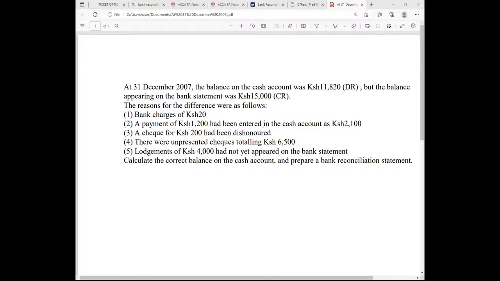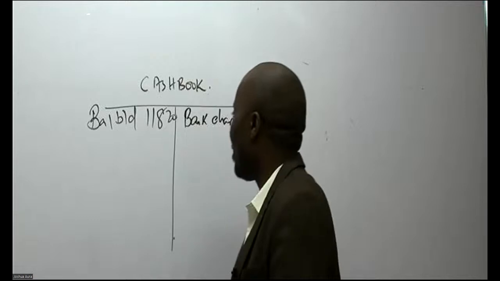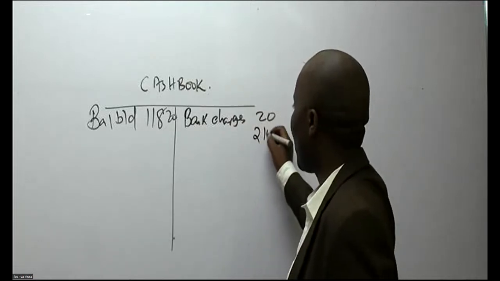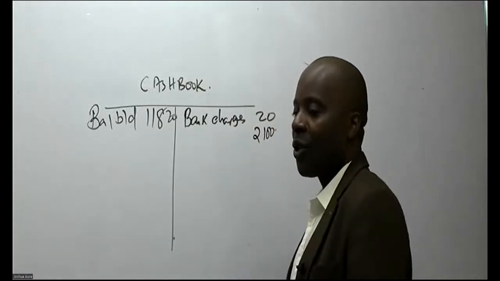You see, this is an error in the cash book. We were supposed to credit this account with the 1,200, right? Because a payment of 1,200 had been entered in the cash account as 2,100. So then what I need to do, listen here: a payment was entered wrongly as 2,100 here, right? So what am I supposed to do?